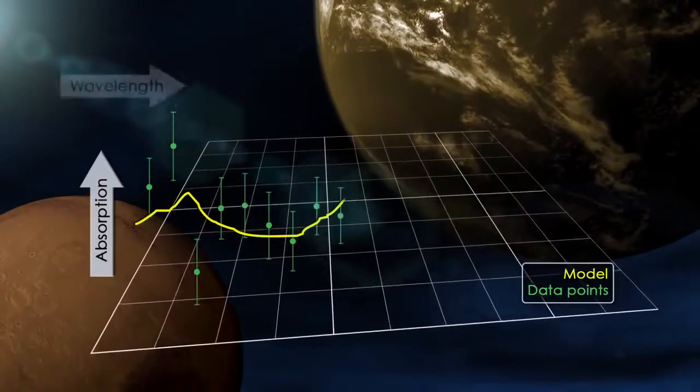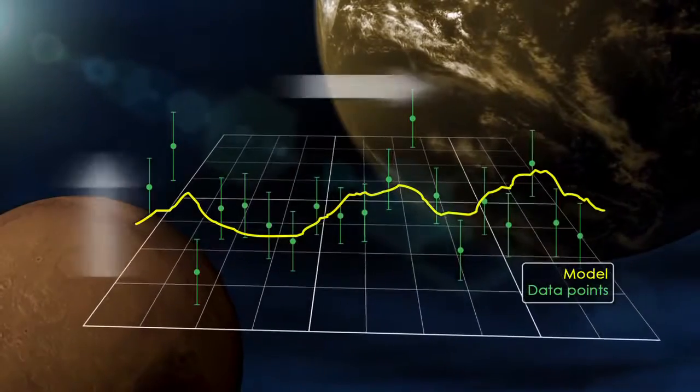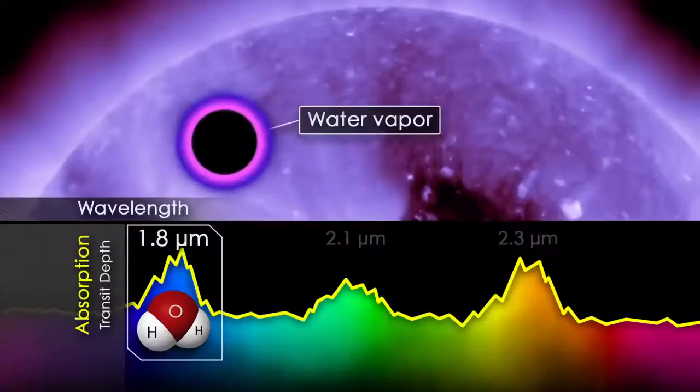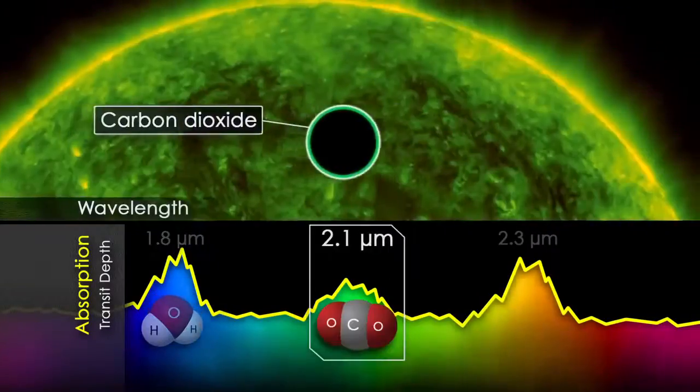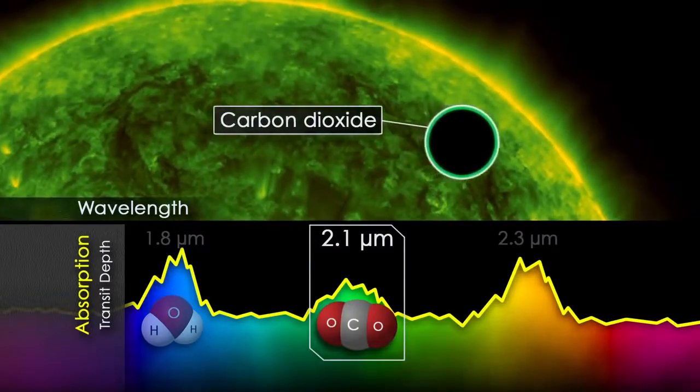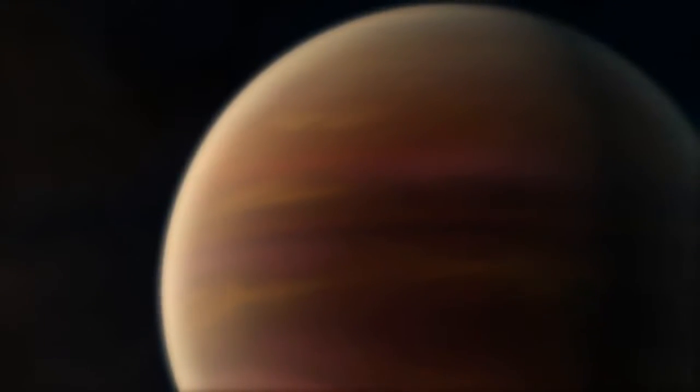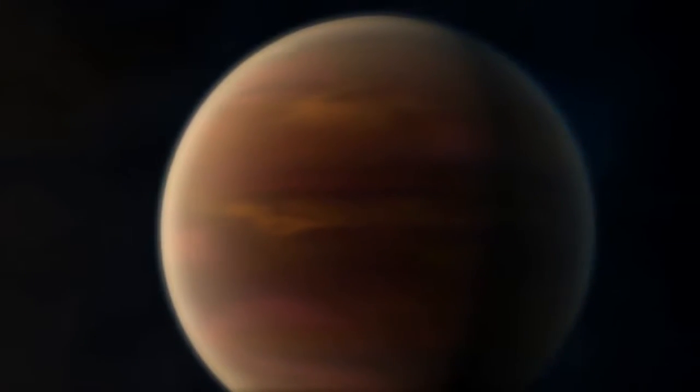Measuring the depth of absorption at each wavelength gives astronomers the planet's transit depth curve, which allows them to model the composition, height, and density of the atmosphere, providing a detailed picture of the planet. Recent studies suggest that exoplanets and their atmospheres come in a wide variety.